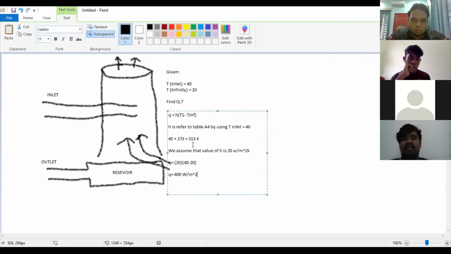So we put the information into the equation. 20 is the h value, and we put in the inlet temperature and the infinity temperature. Then we calculate, and we get the heat flux for this reactor as 400 watts per meter squared. I think that's all from me for the calculation.